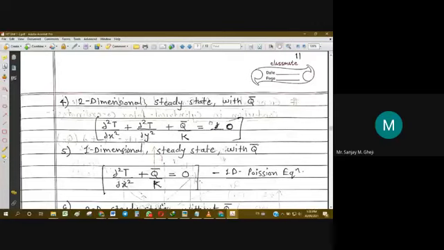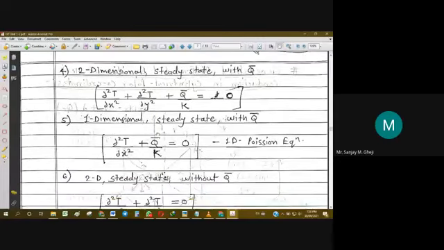So this is steady state with internal heat generation for two dimensions. In the same way we can go for one-dimensional steady state with internal heat generation. If y is also absent, if heat transfer in the y direction is also absent, in that case it reduces to only these two terms, ∂²T/∂x² plus q bar by k equal to 0. So this is known as the one-dimensional Poisson equation.